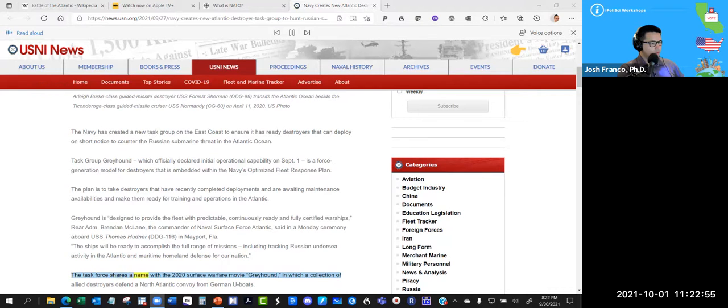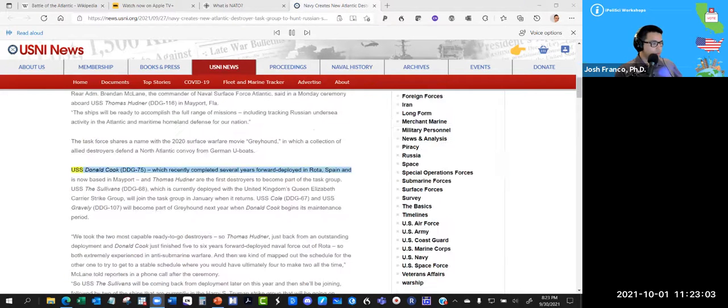The task force shares a name with the 2020 surface warfare movie Greyhound, in which a collection of Allied destroyers defend a North Atlantic convoy from German U-boats. USS Donald Cook, DDG-75, which recently completed several years forward deployed in Rota, Spain, and is now based in Mayport, and Thomas Hudner are the first destroyers to become part of the task group. USS The Sullivans, DDG-68, which is currently deployed with the United Kingdom's Queen Elizabeth Carrier Strike Group, will join the task group in January when it returns. USS Cole, DDG-67, and USS Gravely, DDG-107, will become part of Greyhound next year when Donald Cook begins its maintenance period.